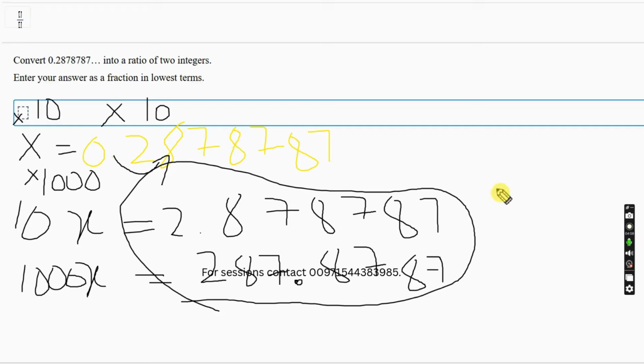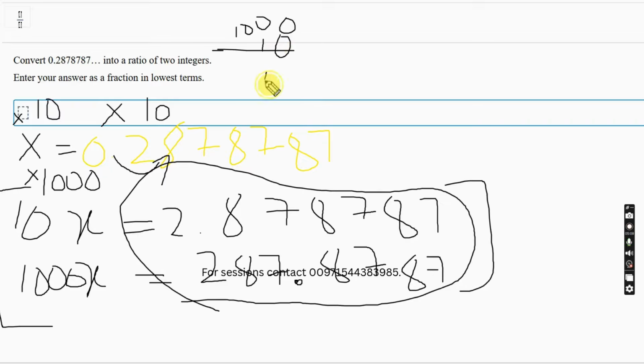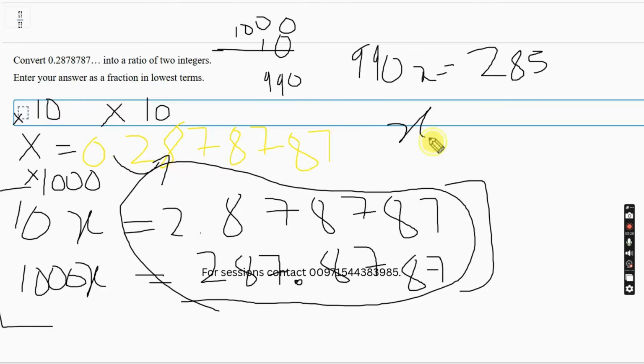So now if we're subtracting these two together, we'll be subtracting these two together as well. What is 1000x minus 10x? It will be 990x. Subtract them, you'll get it easily. Don't forget the x. And when we subtract the other side, you'll get 285. Keep that in mind. Then what will you do? Just simplify. x will be 285 over 990.